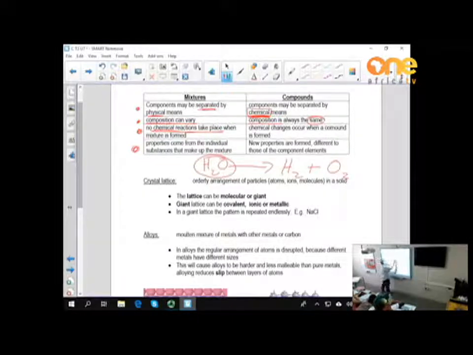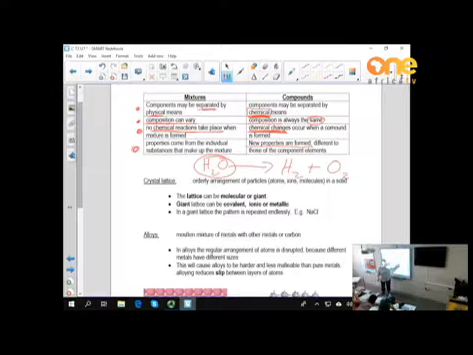When a compound is formed, there are always chemical reactions. Chemical changes. So if I start with iron and I take sulfur and I make it react, I get iron sulfide, which will have its own unique properties. Totally different from iron and sulfur, because chemical changes have occurred. Melting and boiling points would be different, for example. Then when we make a compound, new properties are formed.